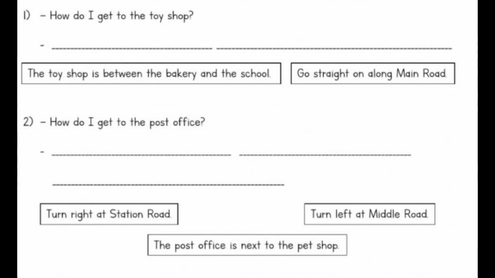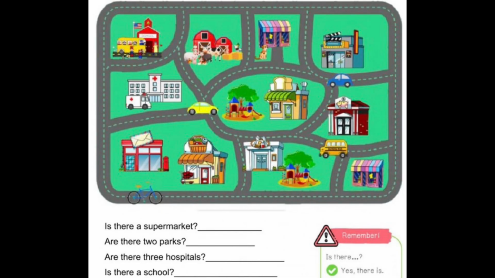So, what directions did you give? How do I get to the post office? I hope you got the answer written down on your paper. Make sure you give it to your teacher. At this time, we are going to go on to the next assignment that you are going to do on your own. When you get to it, push pause and complete it now. Look at the map and answer the questions.